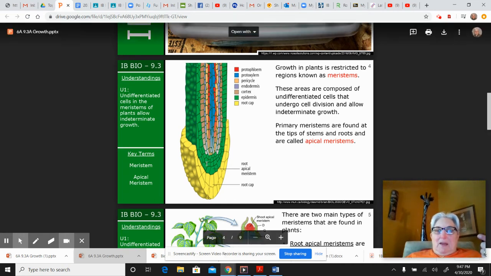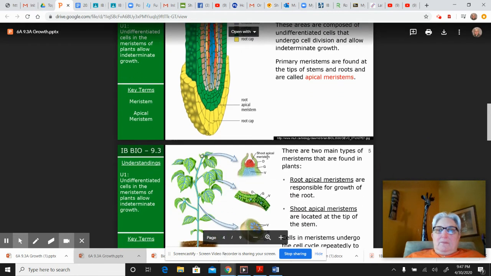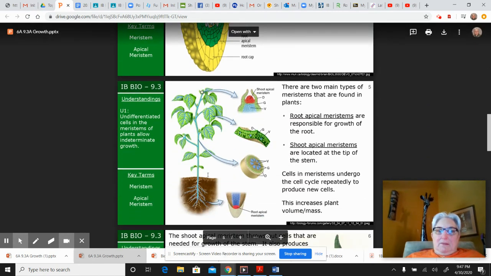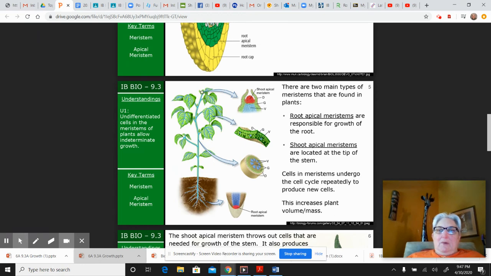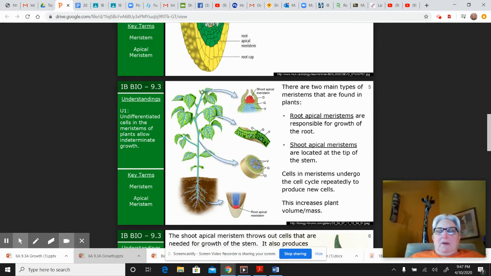So at the tip down here, we find our apical meristem down here. Right? So that's the one part. Now, the second part, again, we have the root meristem down here. We're going to have what we call the shoot meristem up here at the top of the plant. So those are the two main types, as I mentioned, of meristems that we are going to see. Root apical down at the root, and shoot apical up at the top tip of the stem itself.